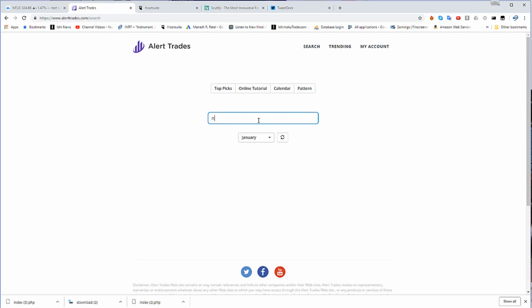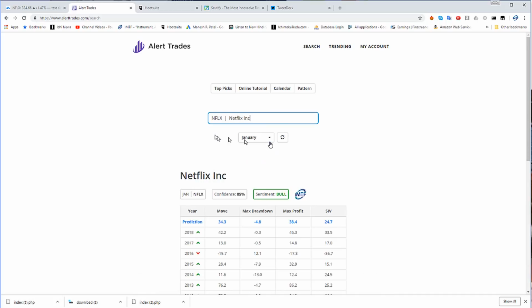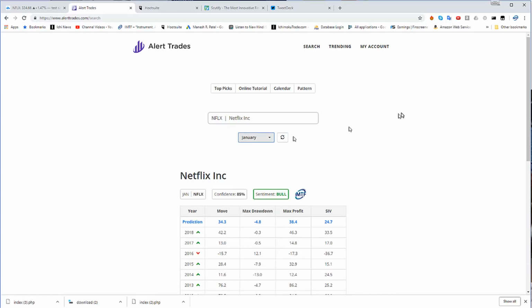First thing you do is you put in your symbol or your instrument. We support every stock or currencies and futures around the world. So here's Netflix. Okay. So here you click on what you want to see. This is January 2019, which is exactly this month.